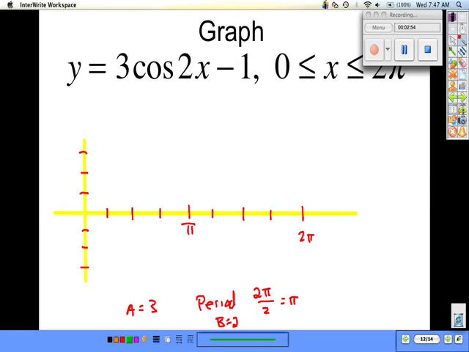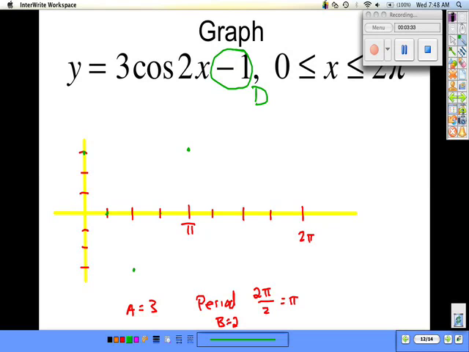The way I like to do this is to ignore the shifting first. Now the deal here is that this minus 1, that is D. That's the vertical shift. If it was a horizontal shift, it would be in parentheses with the x. So this graph is going to go down 1 unit when I'm done. But I'm first going to plot points that would be on the unshifted graph. So this graph starts at 3. At the end of the cycle, it will be back at 3. Halfway through the cycle, it will be at -3.